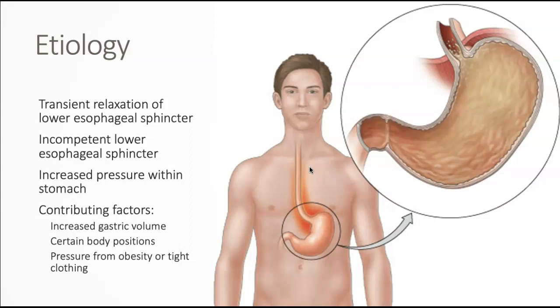So contributing factors that can cause this are increased gastric volume. If you have more volume, like a large meal in your stomach, you have a higher chance of some of those contents backing up through that sphincter into the esophagus. Certain body positions, anything that might put pressure on the abdomen, especially after eating. If you put pressure in the stomach area, you're going to push those contents up against that sphincter. And if you have a problem with that sphincter, it's going to push those contents through the sphincter and back up into the esophagus. And also pressure from obesity or tight clothing. Those are some definite etiologies for GERD.